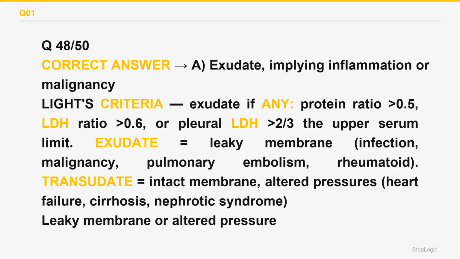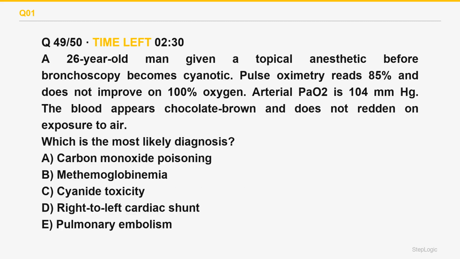A transudate is managed by treating the underlying heart, liver, or kidney disease, whereas an exudate demands a search for infection or malignancy with cytology and culture. If you see any single Light criterion exceeded, let that lead you to call it an exudate and look for a cause in the pleura. Which is the most likely diagnosis?